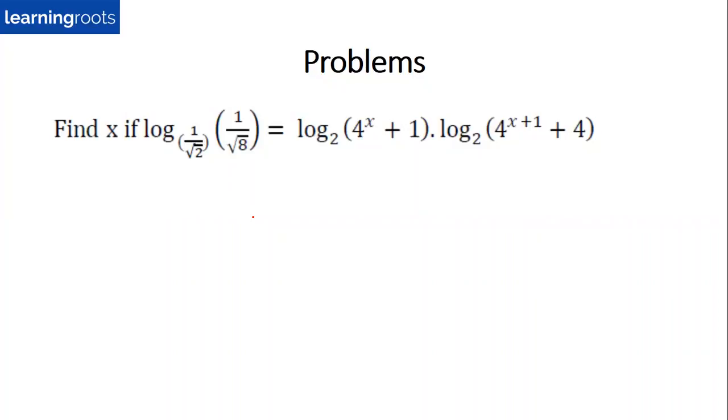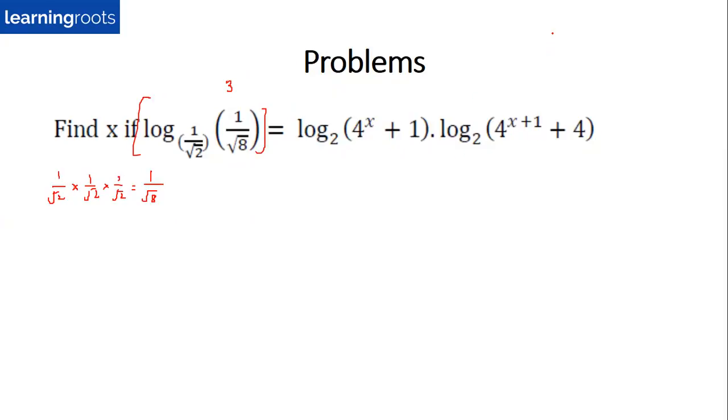Yeah, the best thing is to put x at 0. Right? So if you put x is equal to 0, what do you get? Let's see. The first thing is you have log of 1 upon root 8 and base is 1 upon root 2. So if you multiply 1 upon root 2 into 1 upon root 2 into 1 upon root 2, you get 1 upon root 8, right? So the answer for this part is 3. Now you need to get 3 from here.